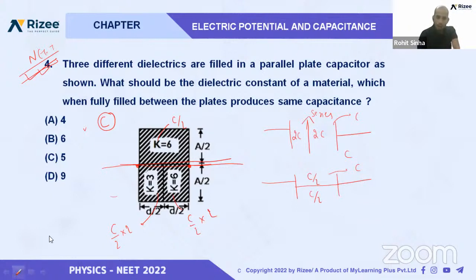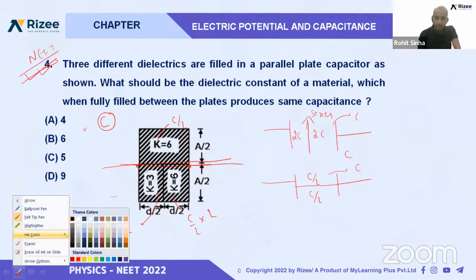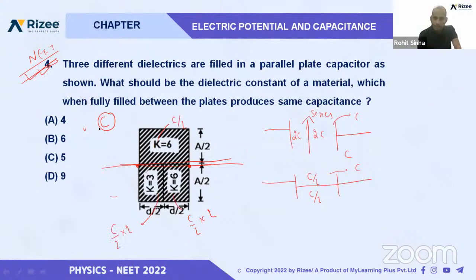Okay, now we can say like this: because this was the capacitor in vacuum, now they are filled with the dielectric K. So multiply this by dielectric constant 6, multiply this by dielectric constant 3, multiply this by dielectric constant 6. What will be the equivalent capacitance?